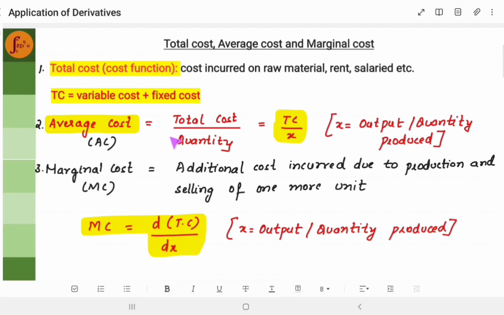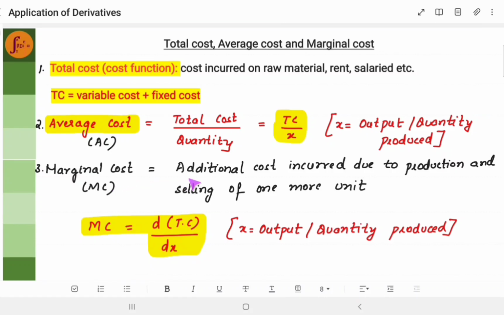What is an average cost? So if you're producing, say, 100 units, the average cost would be the average cost of one product or one unit. Therefore, it is the total cost incurred in producing all the products divided by the total quantity. So this gives cost per product.